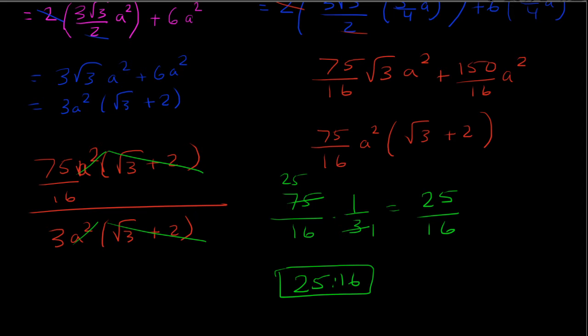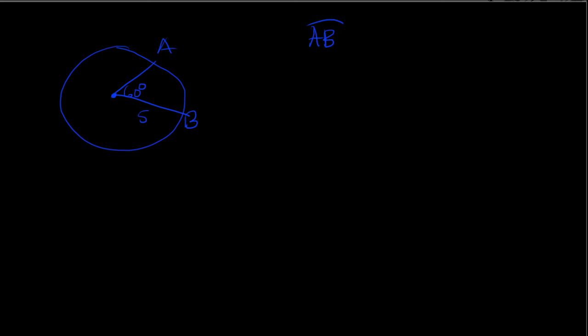All right, let's look at another problem. The next one, we're looking at a circle. So the center is here. We have points A and B. The angle here, the central angle, is 60 degrees. The radius is 5. I want to find the length of arc AB, the diameter, the area of the circle, and the area of the sector.